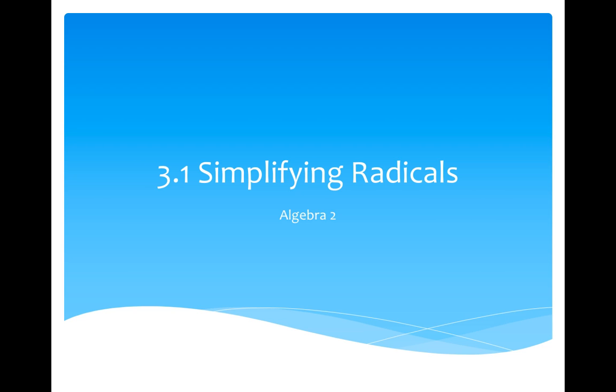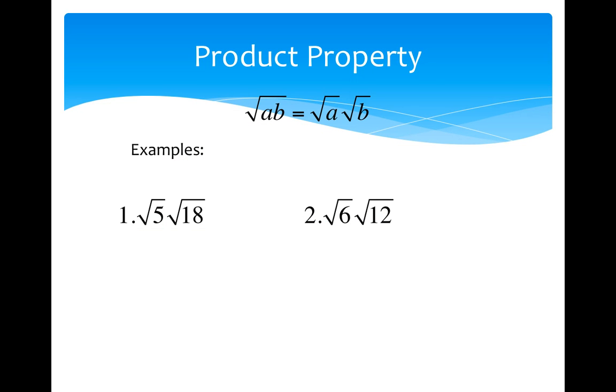So in the next part of section 3.1, we will be solving quadratics by taking square roots. But before we do that, we need to practice simplifying radicals, or simplifying square roots, because that's part of the process. So one of the things that we have is what we call the product property with simplifying radicals.